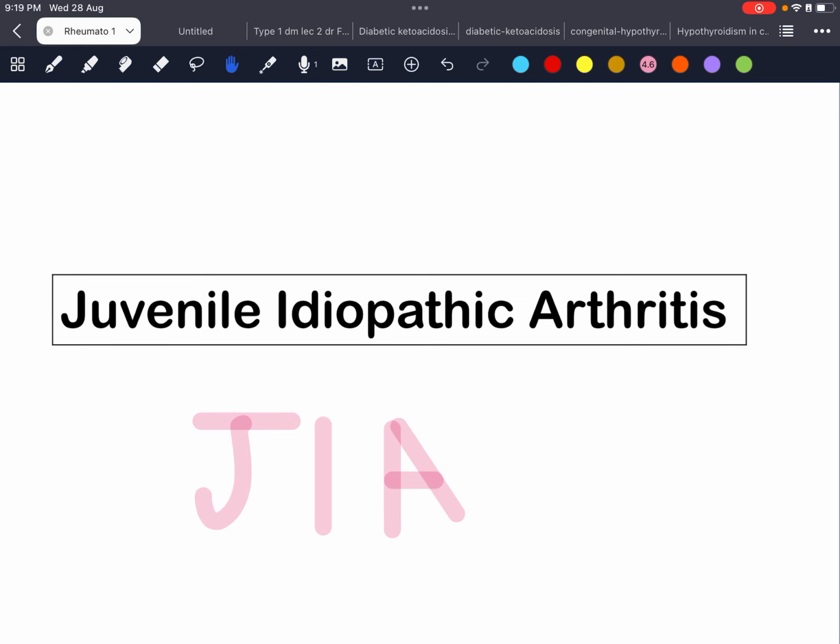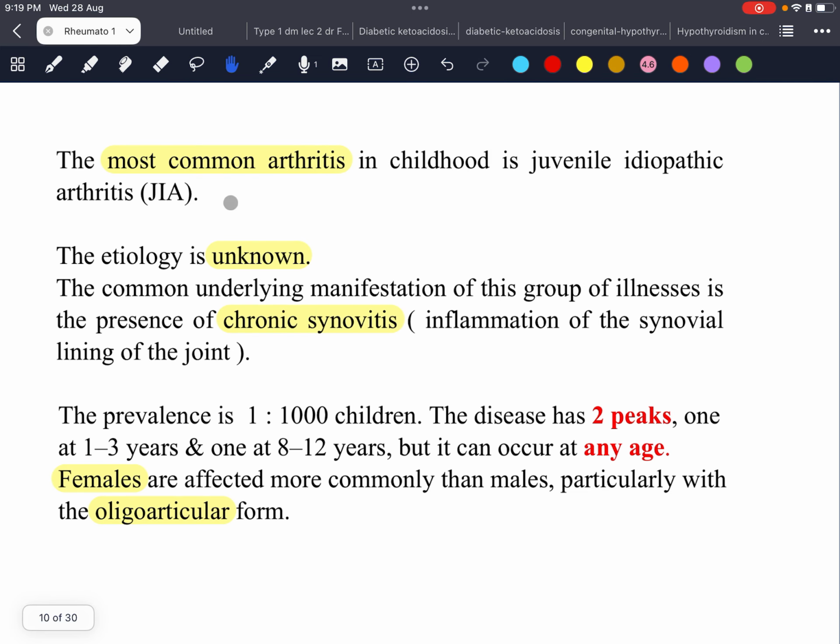Welcome all. We're going to talk about juvenile idiopathic arthritis, which is actually the most common cause of arthritis in childhood. The etiology behind it is unknown, but it belongs to the family named rheumatic disease, or connective tissue disease, or even collagen vascular diseases, which are characterized by autoimmunity and inflammation. The most common underlying manifestation of juvenile idiopathic arthritis is chronic synovitis. The disease is actually not uncommon.